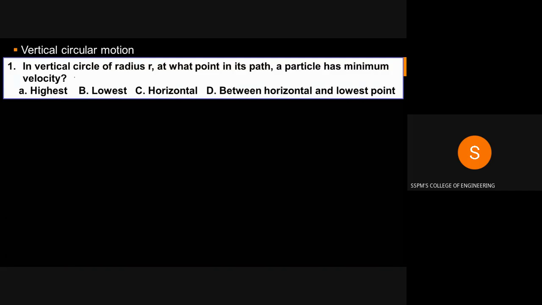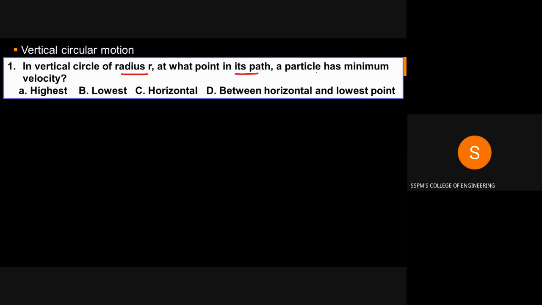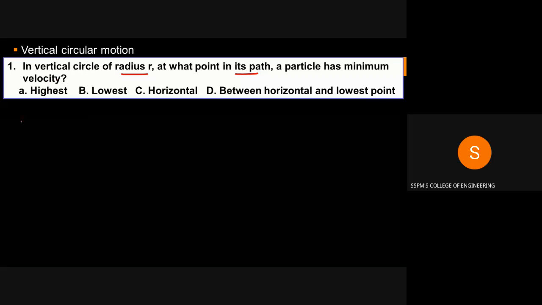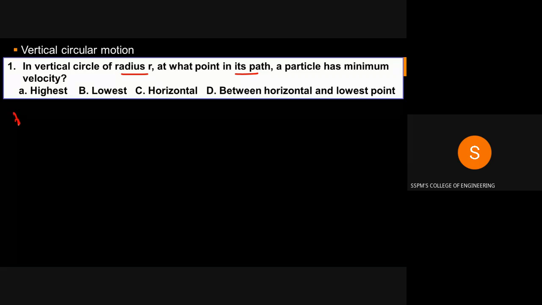Okay, now this is the problem on the vertical circular motion. In a vertical circle of radius r, at what point in its path does the particle have minimum velocity? The minimum velocity in a circular motion is square root rg, and this velocity is at the highest point. So the correct option is option A.